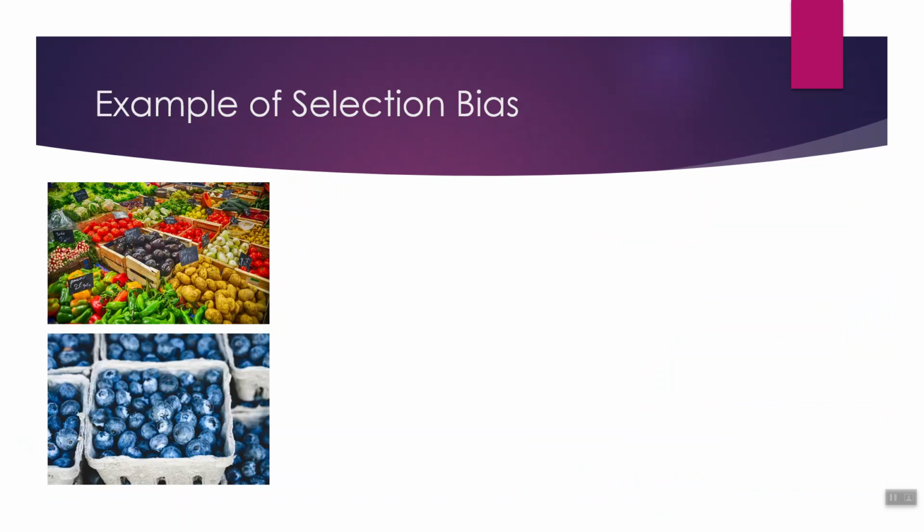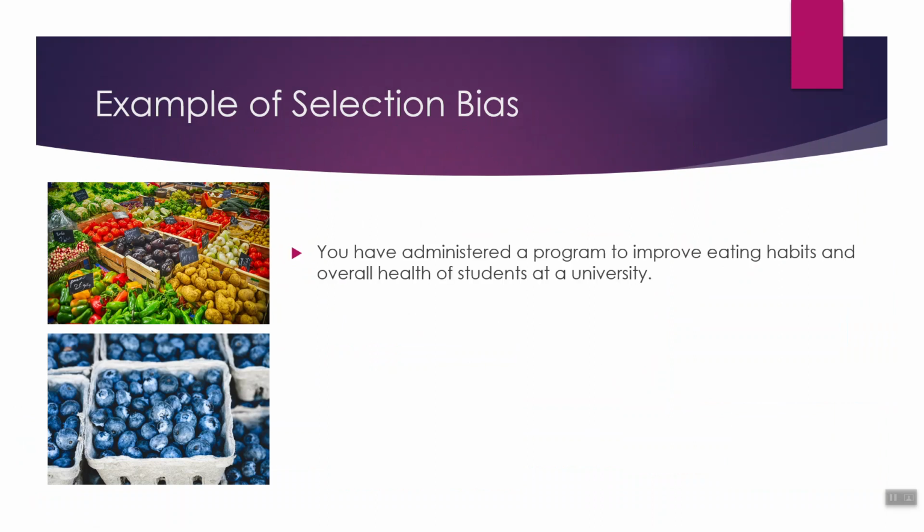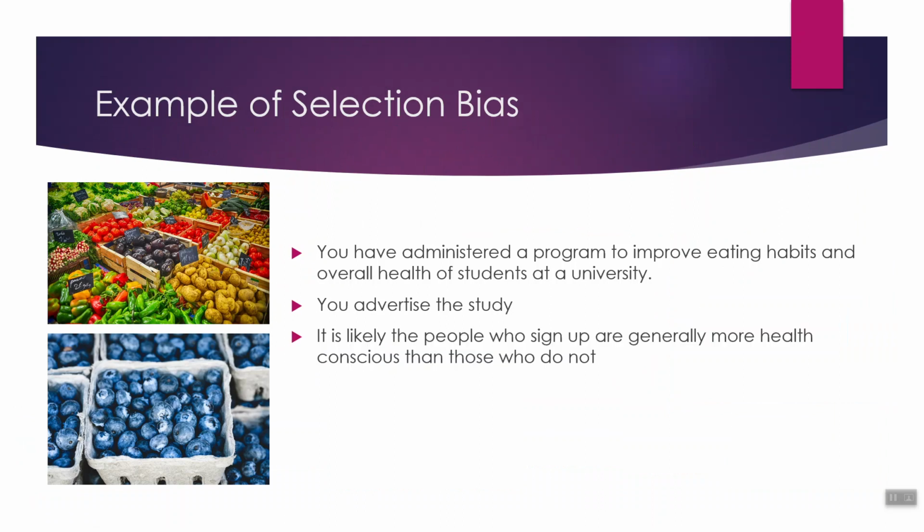An example of this type of selection bias would be if you have administered a program to improve the eating habits and overall health of students at a university. You advertise the study around the university and invite them to take part in the study. It is likely the people who sign up are generally more health conscious than those who do not, which is why they are interested in a program to improve their eating habits.